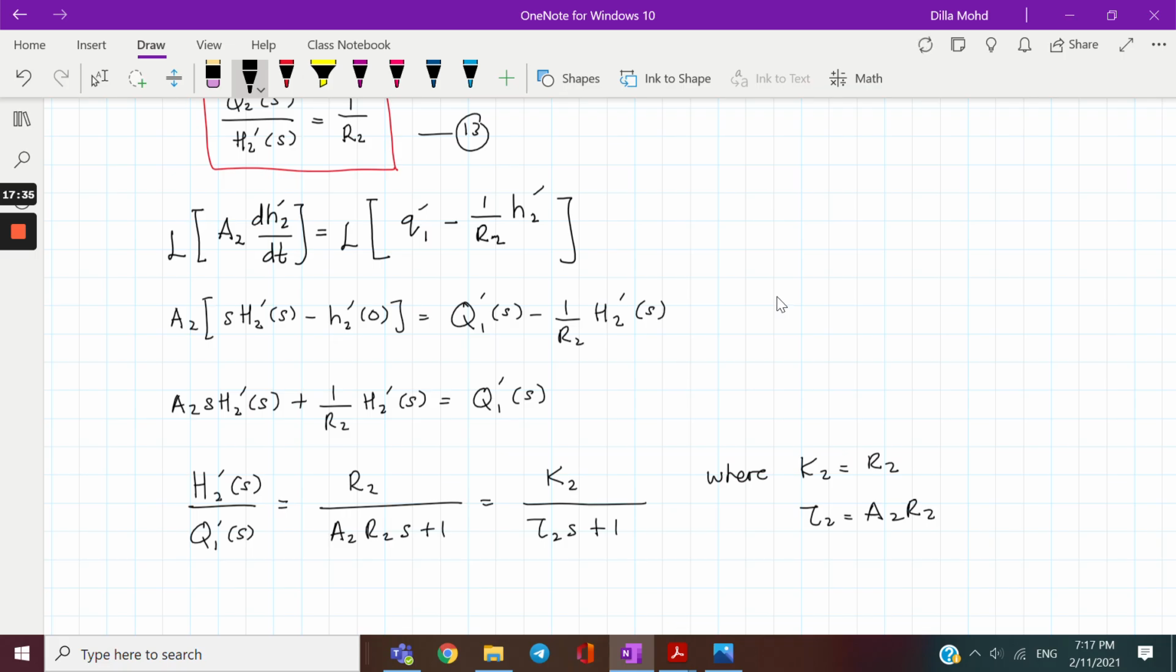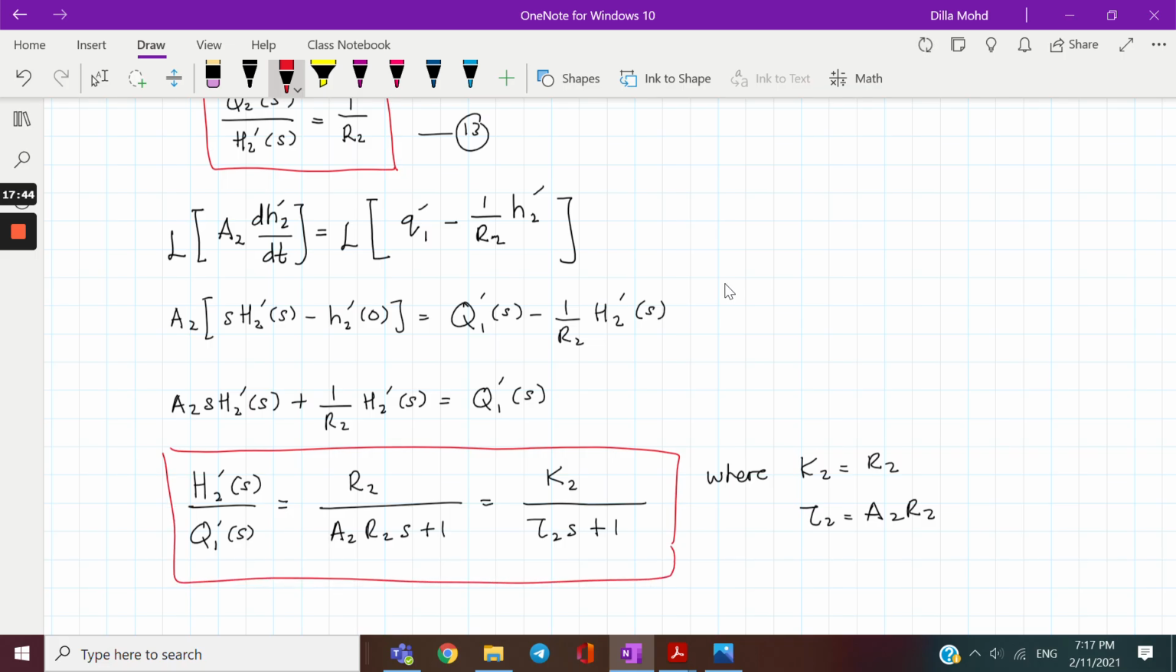Right? So now the next thing you do is you put all of this transfer function. This is your last transfer function. You put this transfer function. Let's put this as number 14.